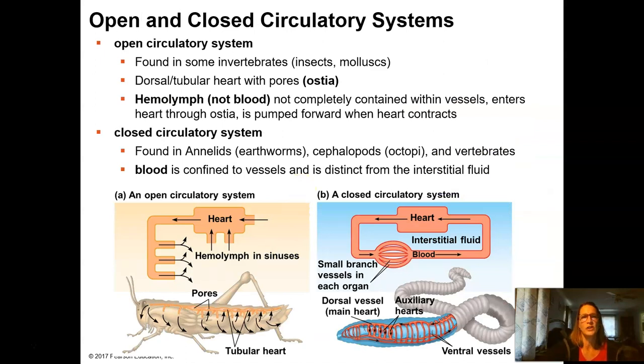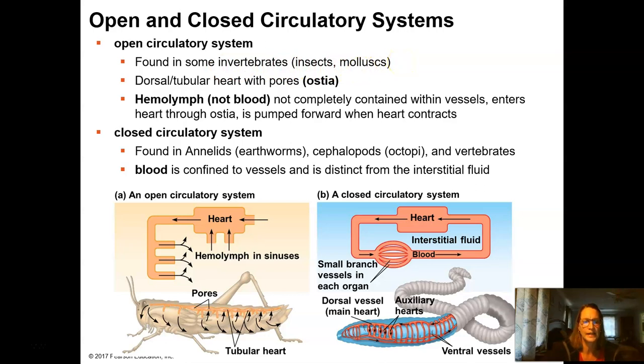So there are actually two different categories of circulatory systems: open circulatory systems and closed circulatory systems. You're probably much more familiar with a closed circulatory system because that's what vertebrates, mammals, have. But there are also open circulatory systems. We're not going to spend a ton of time on it, but I just want you to know the difference. Open circulatory systems are found in some invertebrates, like insects and some mollusks.